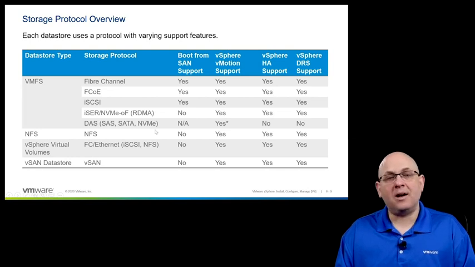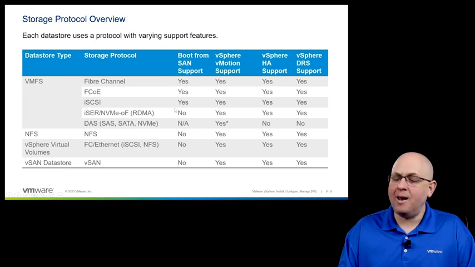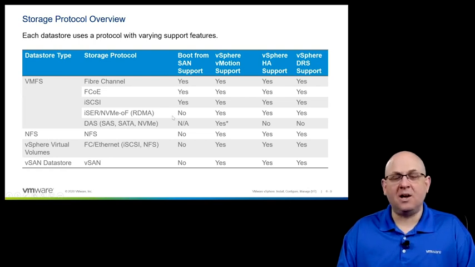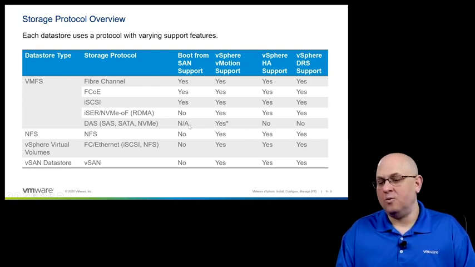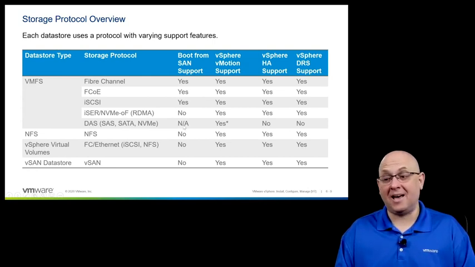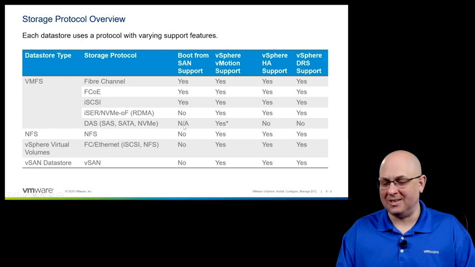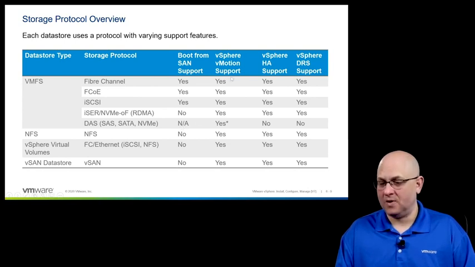NVMe. Now, when it comes to VMFS, if it's external and there's a LUN that we can boot to, we can actually boot ESXi from it. We cannot boot from iSCSI over remote DMA or NVMe over fabrics either, okay? Now, since direct attached storage isn't considered a SAN, it's not a network, it's just local attached storage, it doesn't really apply to boot from SAN, but you can certainly boot from direct attached storage.